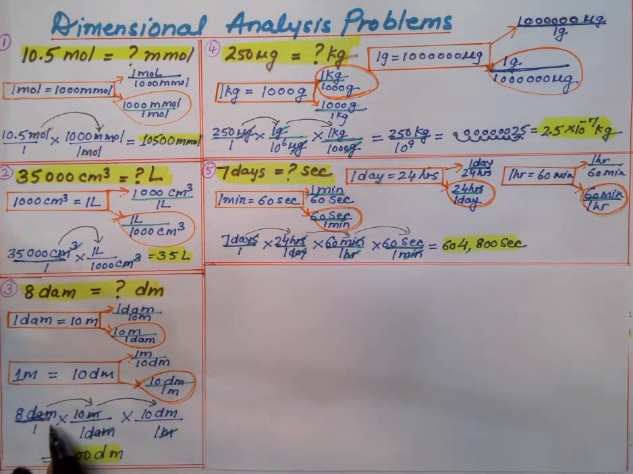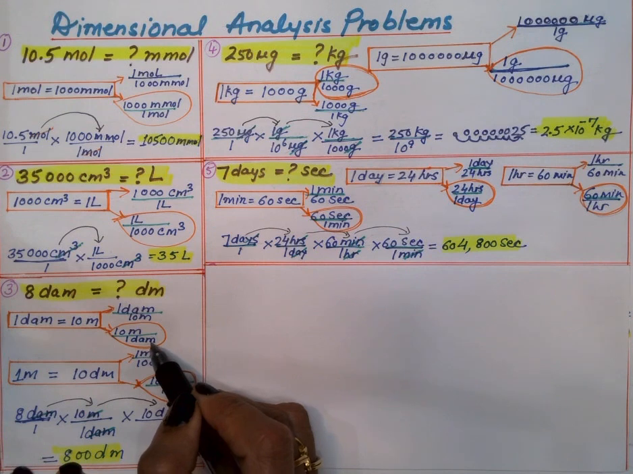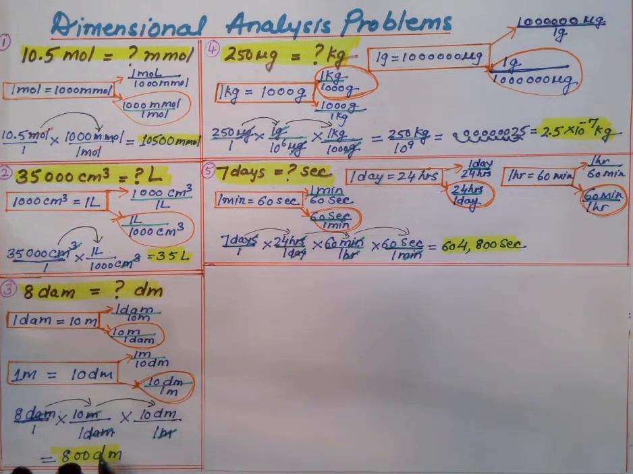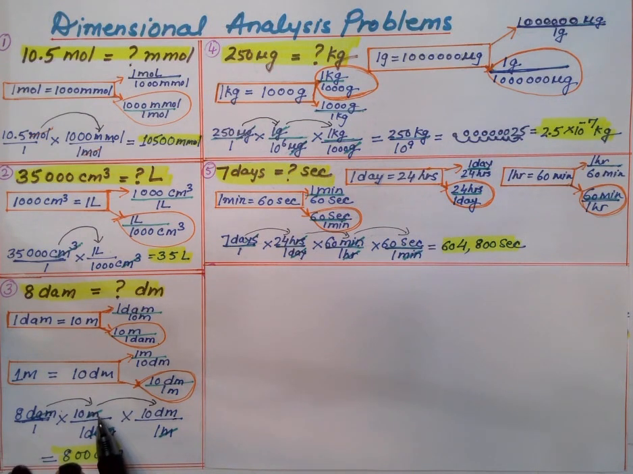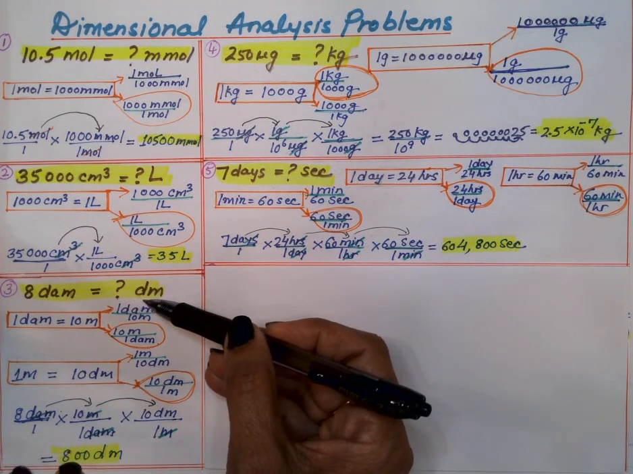So it's going to go from decameter to meter to decimeters. Once again, you start out with the given over 1, and then you do not want decameter in your answer. You're going to pick this fraction because this is decameter in the denominator. You cancel decameter. Now you're left with meter. But you don't stop here because they're asking you to find the answer in decimeter.